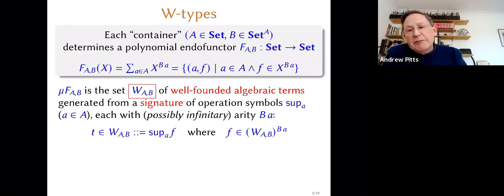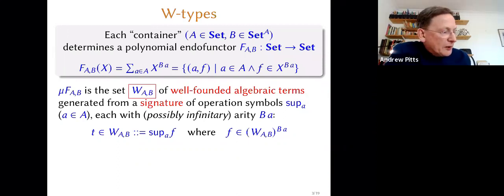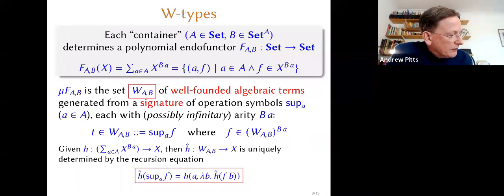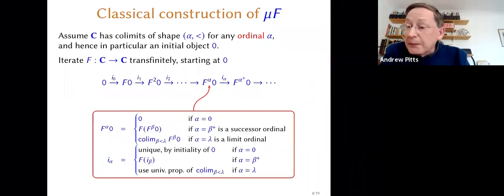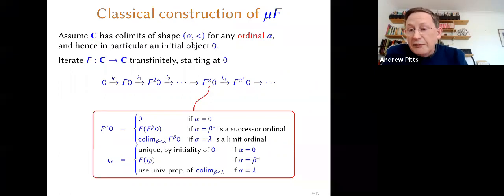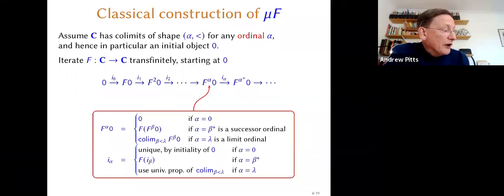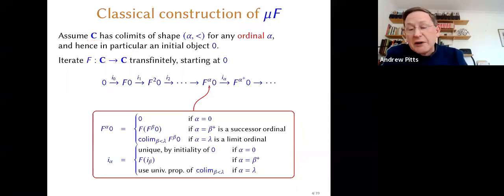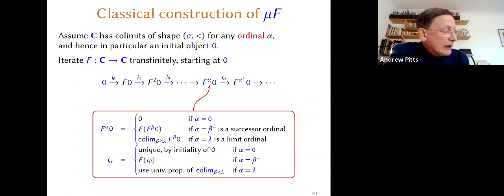So going back to the general case where we've got some arbitrary category C and some arbitrary endofunctor, when do we know whether or not there is an initial algebra? So there's a classical construction that works with suitable assumptions about the category having enough colimits. So if we assume that our category has all small colimits, so in particular colimits indexed by the elements of some ordinal number with its usual order.